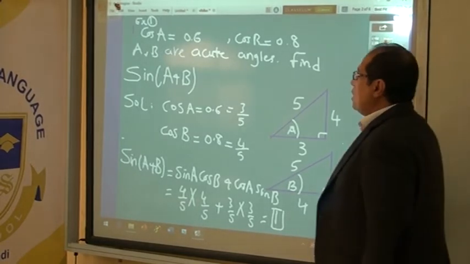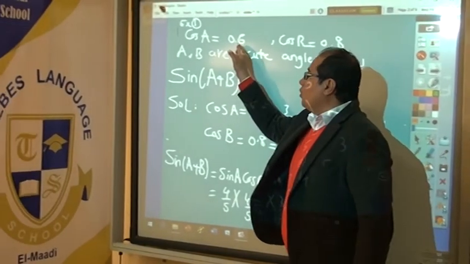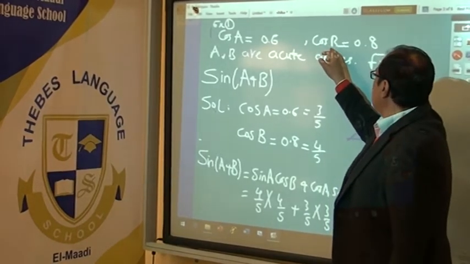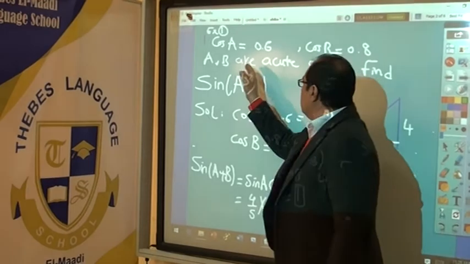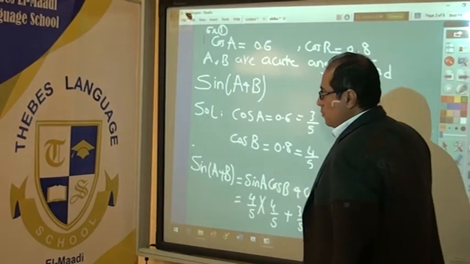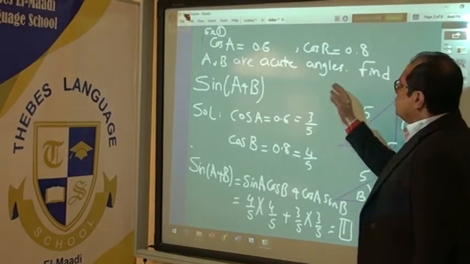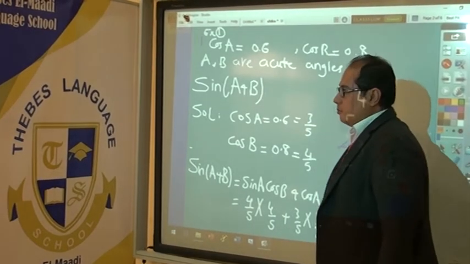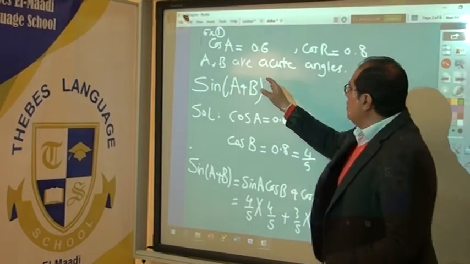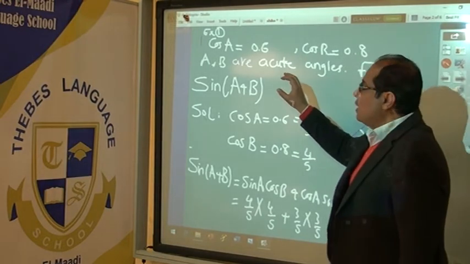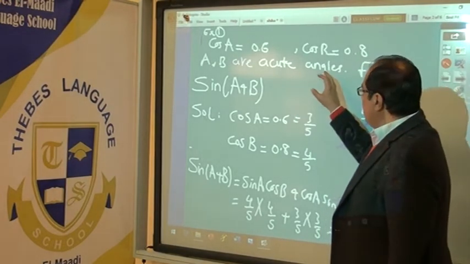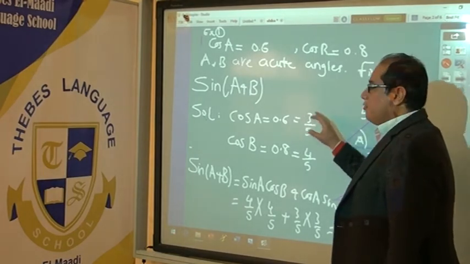Example 1. Given that cosine A equals 0.6 and cosine B equals 0.8, A and B are two acute angles. Find sine (A plus B). Given that A and B are two acute angles, this means that both angles are in the first quadrant.